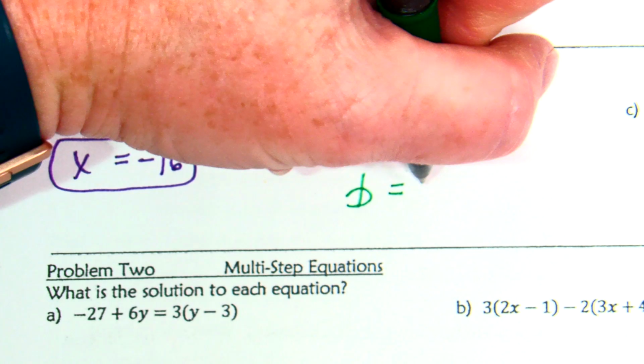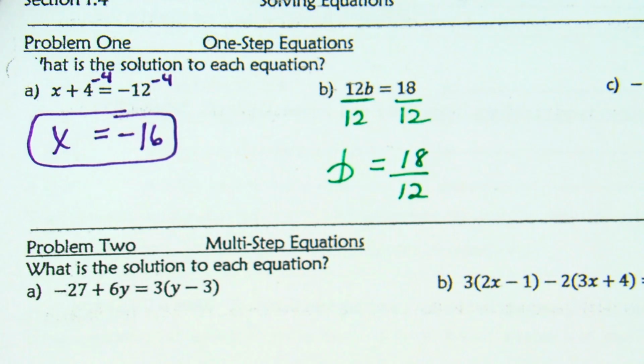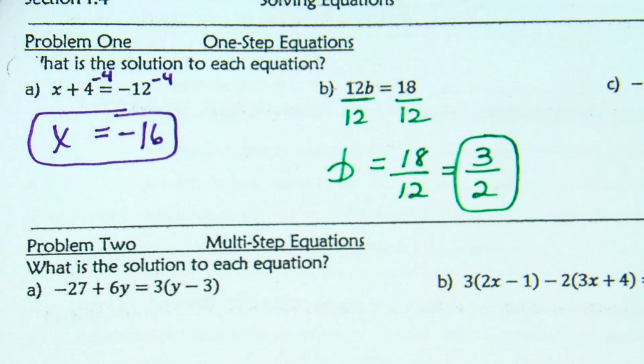But I'm thinking fractions. What do 18 and 12 both divide by so I can reduce? So 18 divided by 6 is 3. 12 divided by 6 is 2. So B equals 3 halves. Now, I'm not saying MathXL won't let you put in 1.5, but in case they won't, 3 halves. Okay?